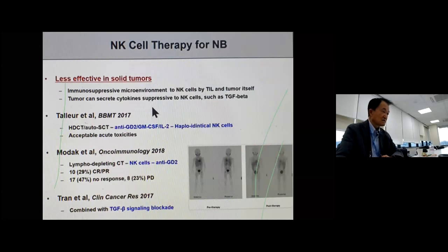Recently, there's a report of NK cell therapy for neuroendocrine tumors. NK cells are a relatively small population of immune cells, so there is a new technique to expand, to increase the amount of NK cells ex vivo. That's why there are many trials to treat tumors, leukemia, and now solid tumors with NK cells.